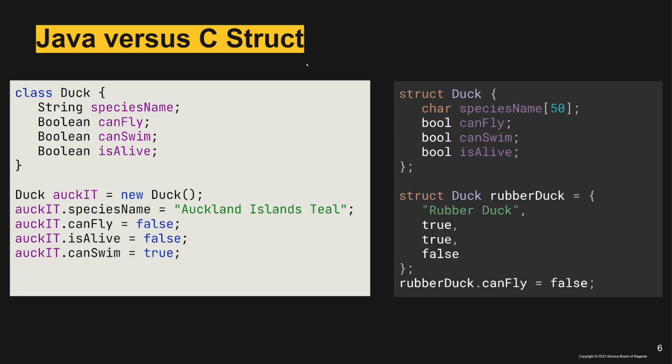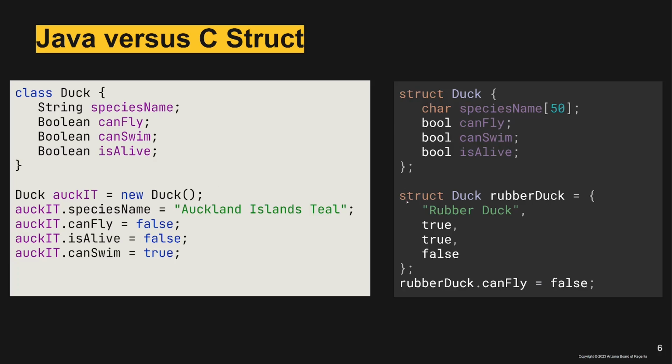Here's an example comparing a Java class to a struct in C. Class in Java, we use the class keyword and duck, and then have a string, species name, can fly, can swim, is alive. Over here we have struct duck, and then we have species name, that's a C string, and then bools as well. So pretty similar. Now, on the Java side, we define the values, we create a new duck, and that makes it an object. And then we assign values to the object when it's instantiated.